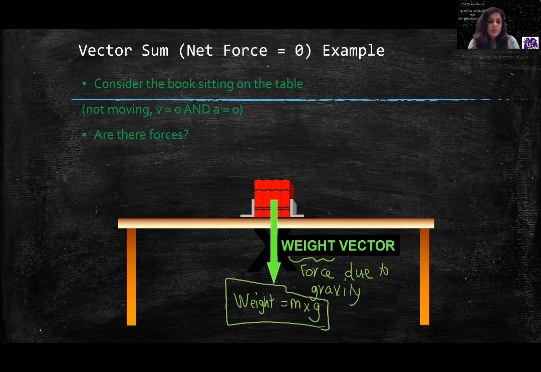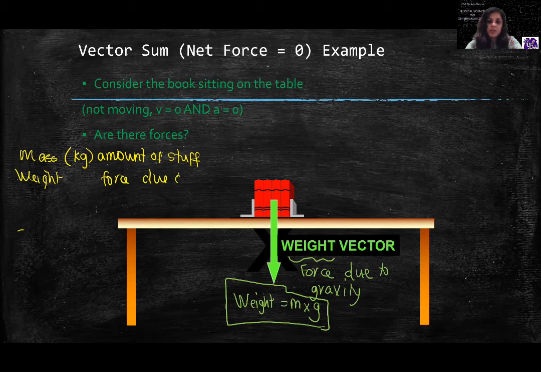Now, one thing I want you to make a note of here, because this happens every semester, is that people confuse mass and weight. Mass is in kilograms, and it's the amount of stuff we're made up of. Weight is a force due to gravity. It's not the amount of stuff. It's the amount of stuff times the acceleration due to gravity. And the unit for that is the newton, from Isaac Newton.